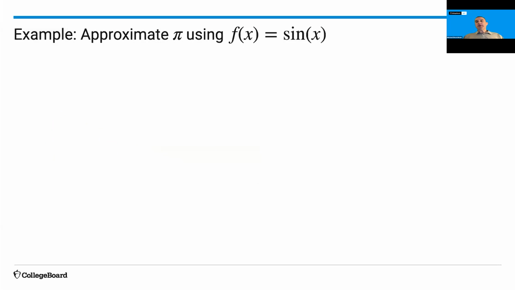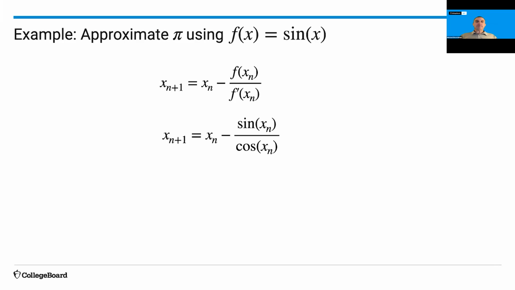So now let's go through this computation with the function f of x equals sine of x to approximate the value of pi. The first thing I want to remind you is the formula for Newton's method. We might call this the iterative formula for Newton's method. Let's substitute the function and its derivative in this ratio here, f of xn over f prime of xn.